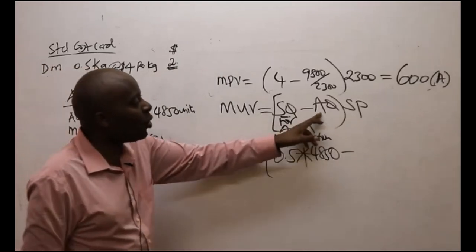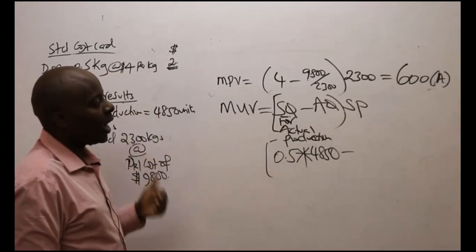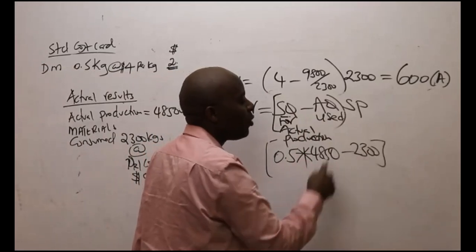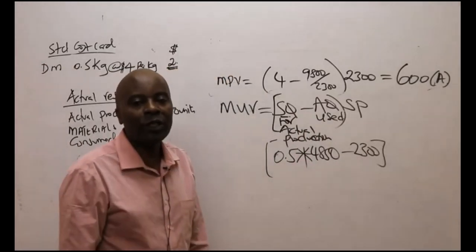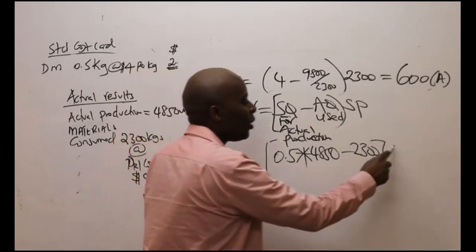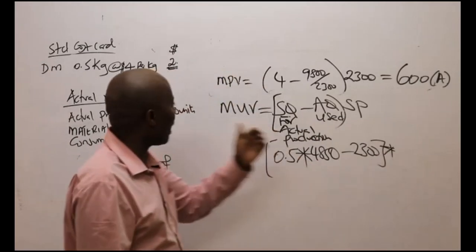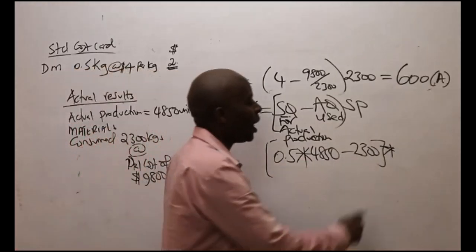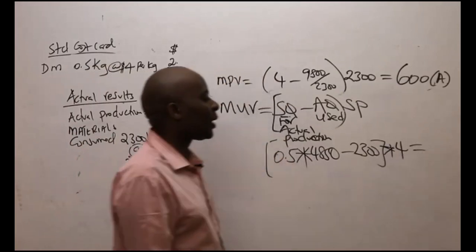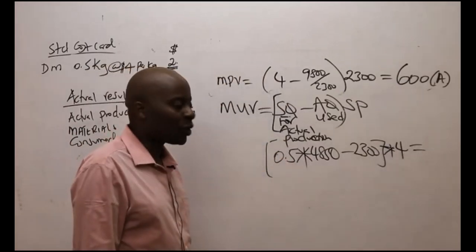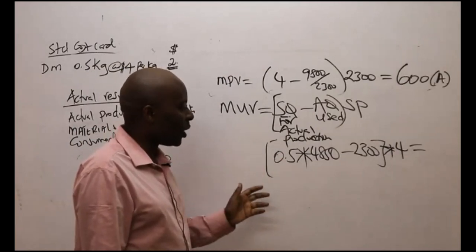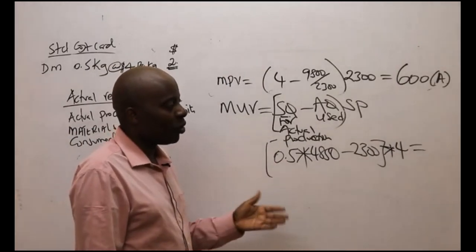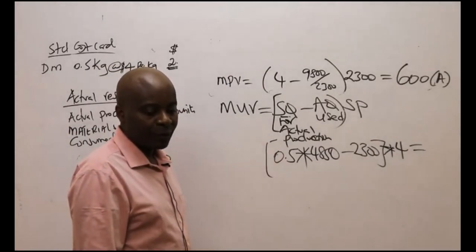Minus the actual quantity of raw materials that was used, which you gave me a figure of 2,300. Multiplied outside here with the standard price per kilogram, which is 4. So then what you do, you get your calculator, you say open bracket, 0.5 times 4850 minus 2,300, close, times 4, please give us a figure.